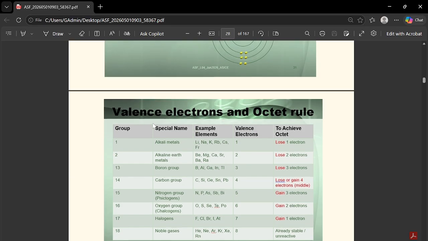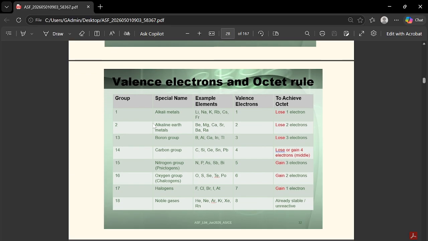So this is the last slide, and this is a very important slide you need to know. We can see here group 1, which is the alkali metals, like for example potassium and sodium, all these on that period. Typically they lose 1 electron. Followed by the alkaline earth metals, which lose 2 electrons. And then the boron group, which loses 3 electrons.